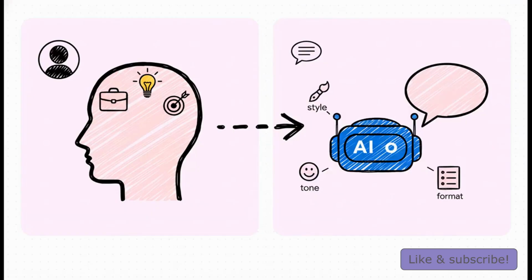So it really boils down to these two core settings. The first box, that's where you tell ChatGPT about you. Your job, your goals, your level of expertise. Then the second box, that's where you tell it how to talk back to you. You get to control the style, the tone, even the formatting of its answers.